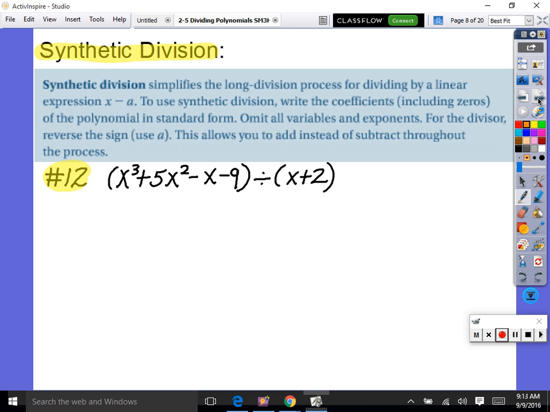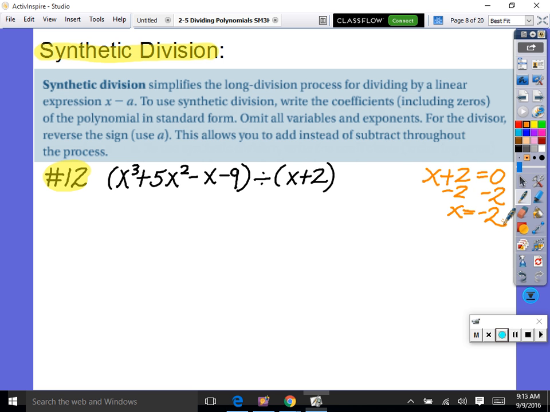So you'll write the coefficients, including the zeros, of a polynomial in standard form. You omit all the variables and exponents. And then it says, for the divisor, what you're dividing by, you reverse the sign of a. So this would be -2 that we're going to use. What I like to say is I always go off to the side and say x plus 2 equals 0. So what is x? Subtract 2, right? So we're going to be using -2 in our synthetic division process. So you use the opposite of a.